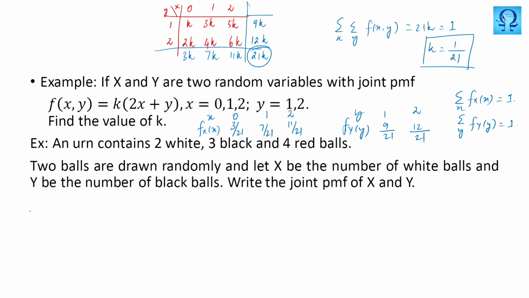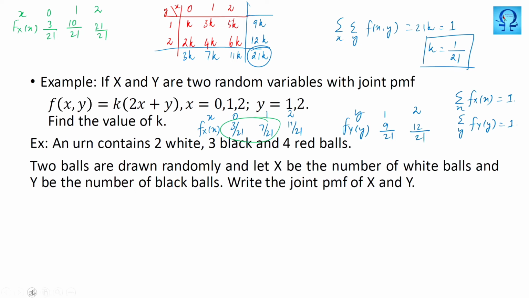Okay. Now if you need to calculate the marginal distribution, then what? Fx of x. So it is 0, 1 and 2. So 0 means it is simply 3 upon 21. 1 means you will have to add these two values. So that sums to 10 upon 21. 2 means it is 21 upon 21, that is 1. In a similar way, you can calculate for y.